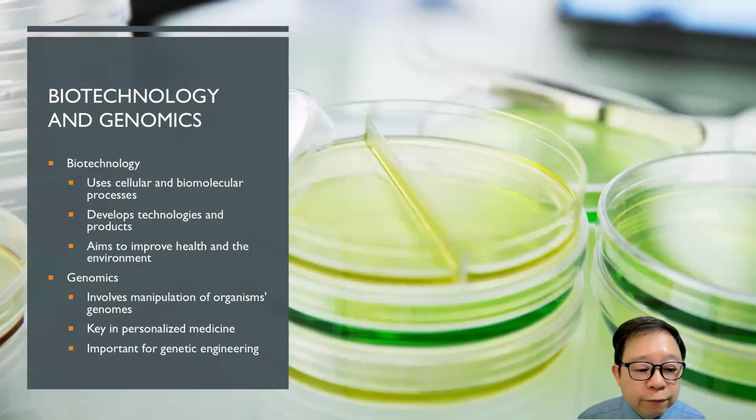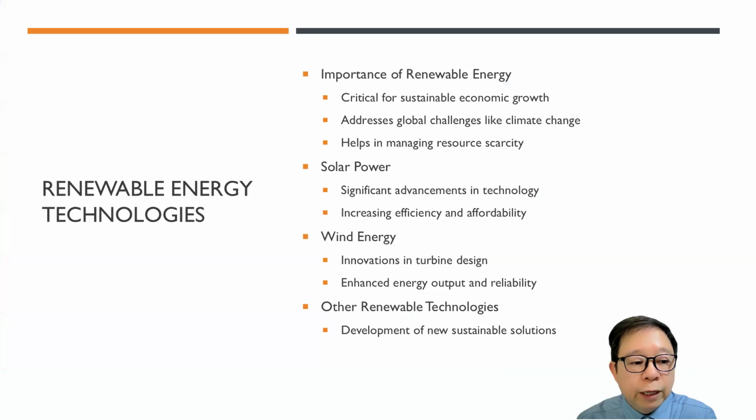Okay, so also the technology advancement, right? Yeah. So we have biological, and this we can use different processes, for example, solar and biomolecular processes. We can develop a new technology able to improve the health and also the environment, right? Of course, by manipulating the organism's genomes, we are able to have personalized medicine to target certain diseases, right? So that will lead to genetic engineering. This area is one of the fast growing areas.